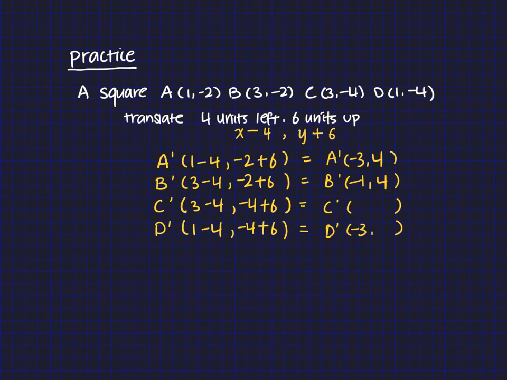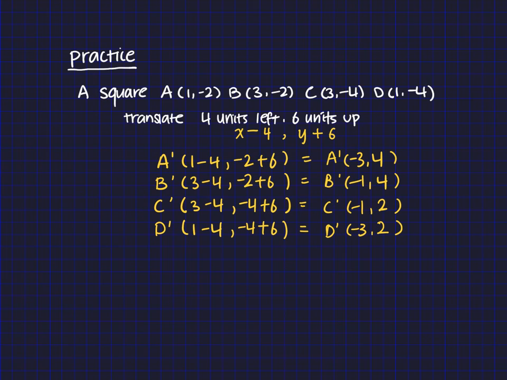The third one, I'm using the same numbers as this one, which is going to be then still negative 1. And negative 4 plus 6 is going to give me positive 2. Now my only number left is going to be from D prime, which is the same thing as the one above C prime's y value, which is going to be 2.